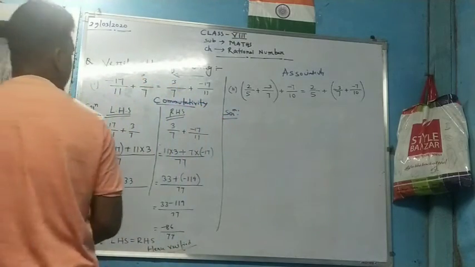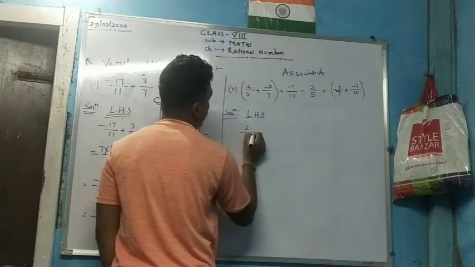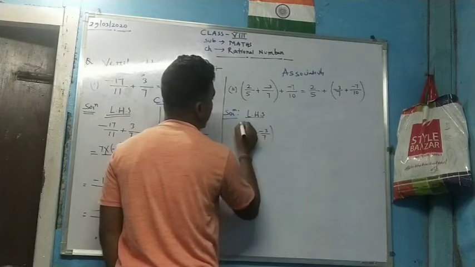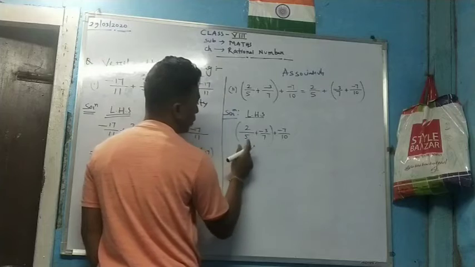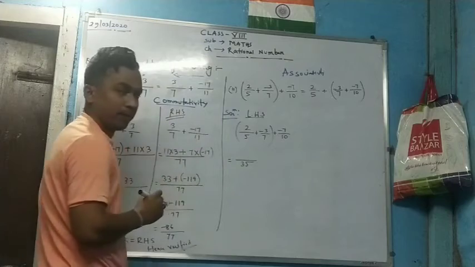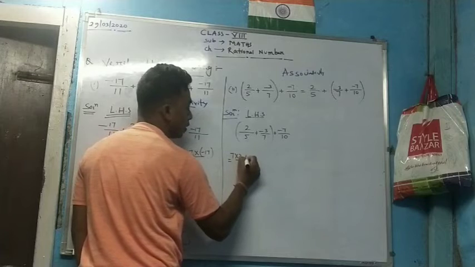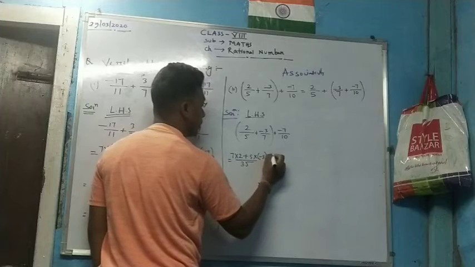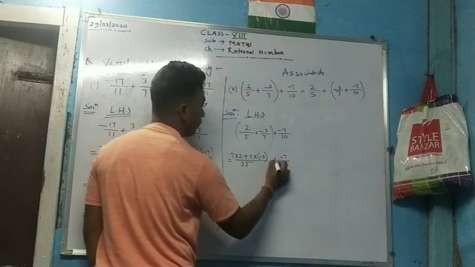Same way we have to do the same thing here. Left hand side: 2 by 5 plus minus 3 by 7 plus minus 7 by 10. So 5 and 7, there is no common term, so the LCM will be 35. 5 multiplied by 7 I will get 35. 7 into 2 plus 5 into minus 3, plus minus 7 by 10.